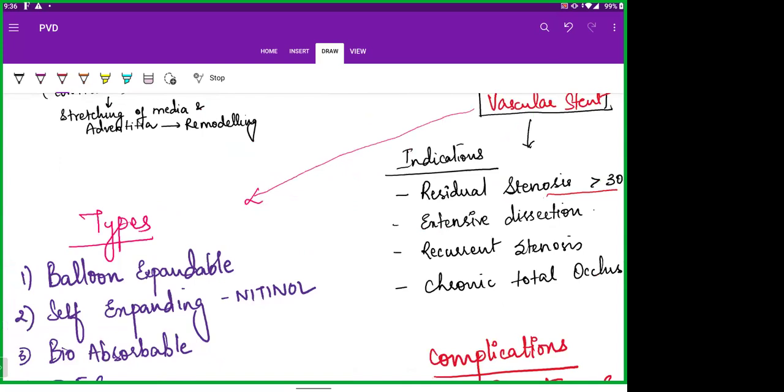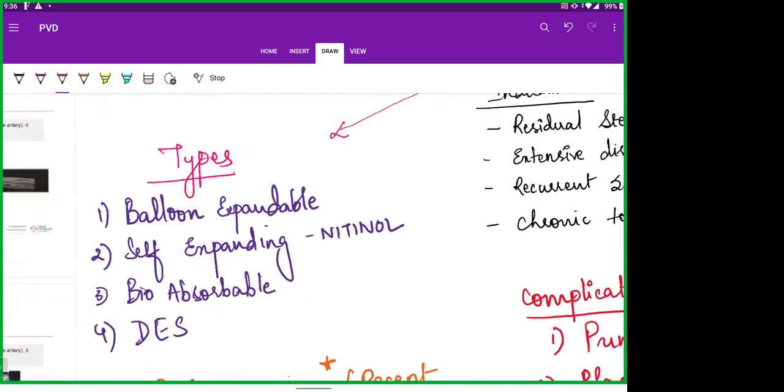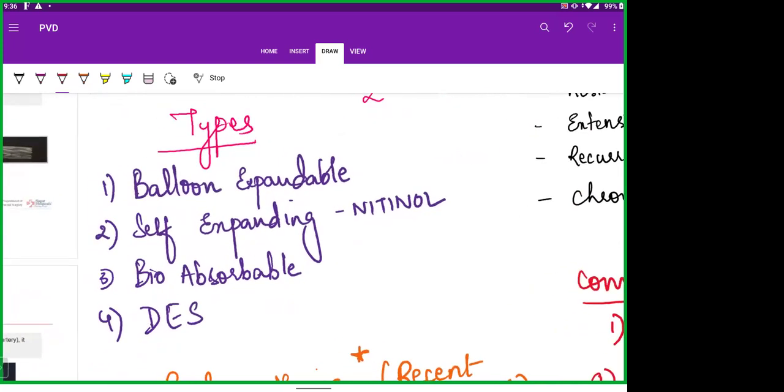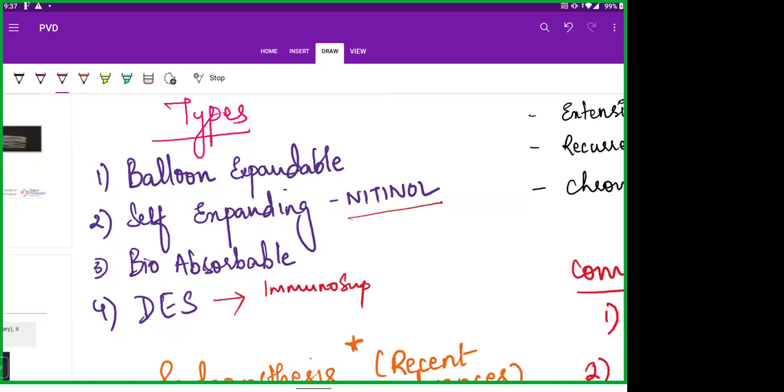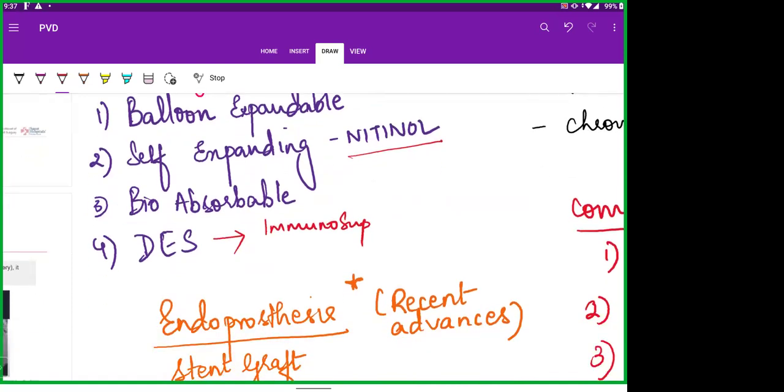Now, when you talk about stents, you need to know about the types of stents. There are balloon expandable stents, then self-expanding stents like nitinol, and there are some bioabsorbable stents as well, and drug-eluting stents. In these drug-eluting stents, one of the recent advances is that the drugs are immunosuppressants, like paclitaxel and everolimus. They prevent the intimal hyperplasia and thus the restenosis will be less. So these are in a nutshell about the stents.